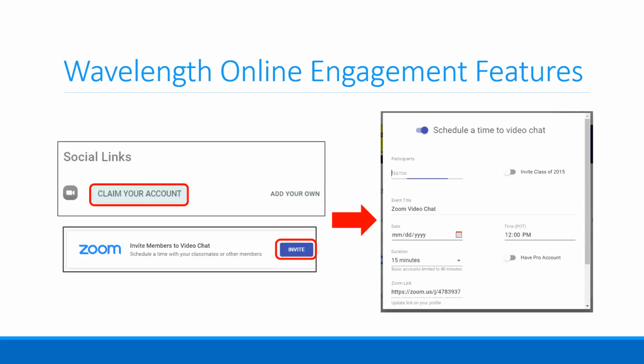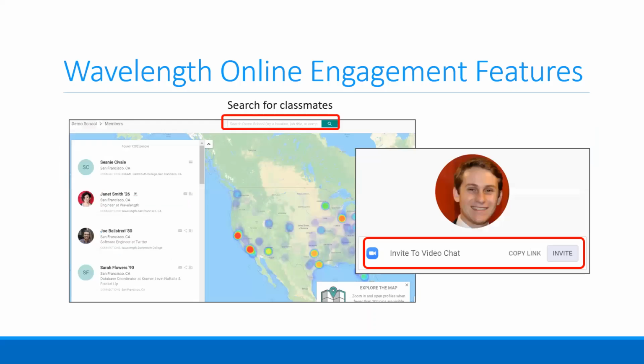One thing that Wavelength offers is some online engagement tools where users, your alum, could claim a Zoom account and invite members to a Zoom hangout. They can invite their entire class or individual users or small groups, and they can search for each other using our map-based search functionality and clicking into individual profiles. It's a really fun way for alumni to reconnect with each other, especially as people are seeking community more and more these days.